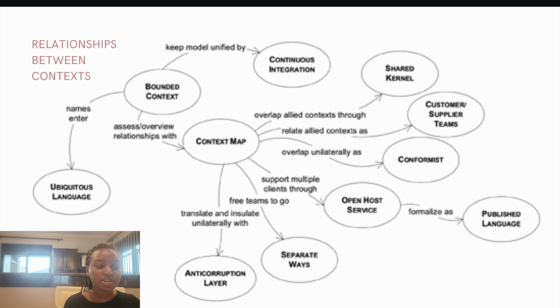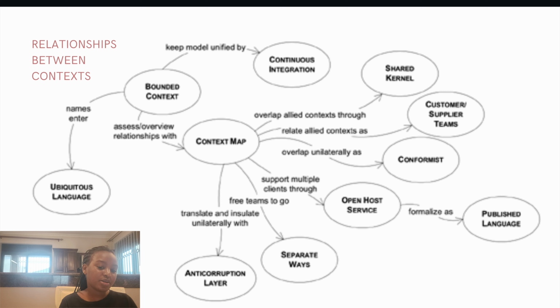So what are some relationships between contexts? Bounded contexts, let's use this image from the Blue Book, that is Eric Evans' book. Bounded context names enter the ubiquitous language. I've mentioned that. Bounded contexts keep model unified using continuous integration. That's a whole different term. I'm not going to dwell on that. Bounded contexts assess or overview relationships using a context map.